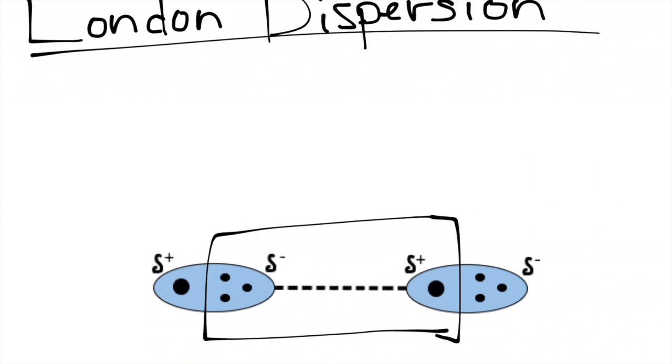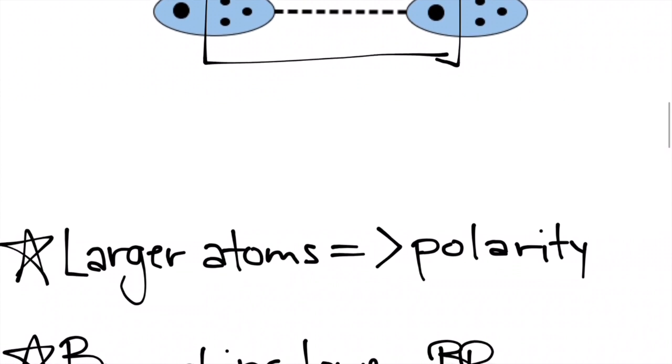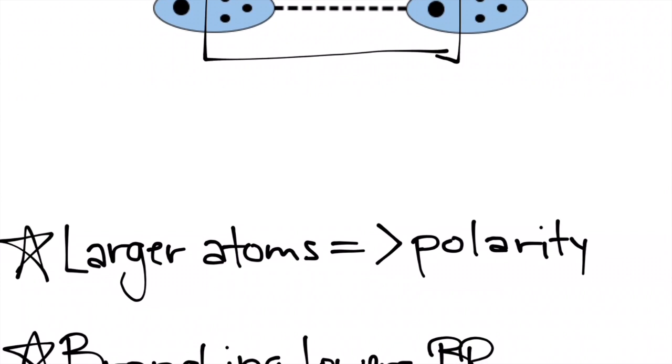Some good rules to remember about London dispersion forces are that the larger the atoms are, the more polarizable they are. And branching will lower the boiling point because of the decreased surface contact between the molecules.